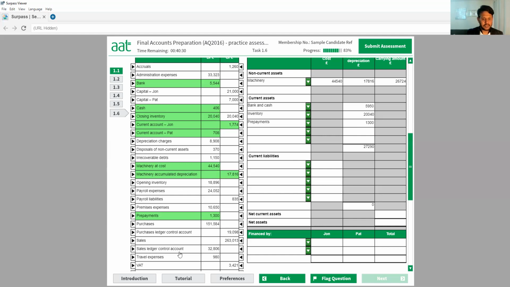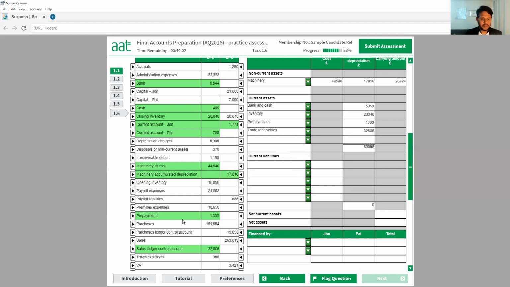Let's have a look if we have any trade receivables. Sales ledger control, that's our trade receivables. Normally this is our non-current asset, so trade receivables. That is 32,806. Okay, so the current asset is done.